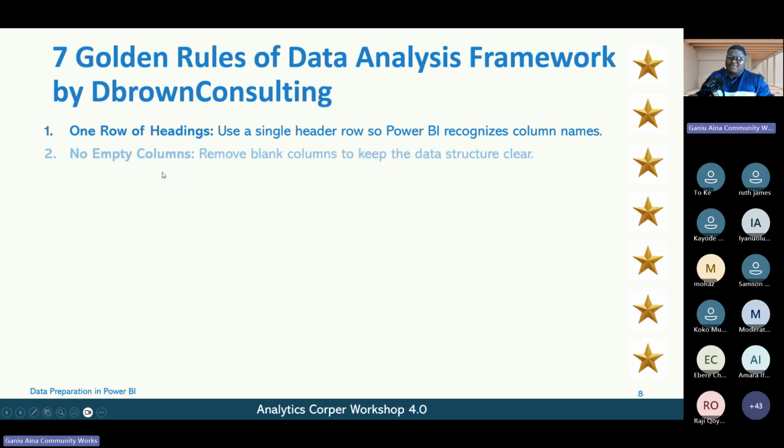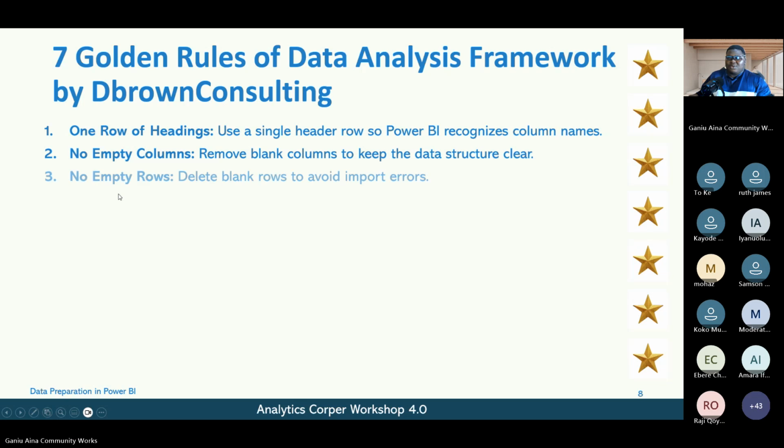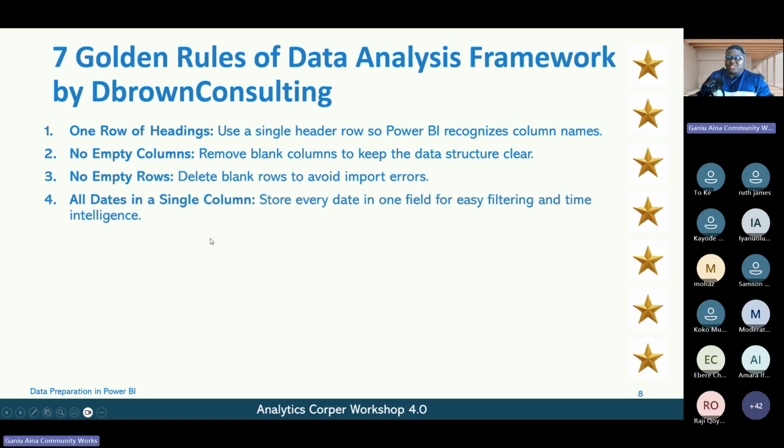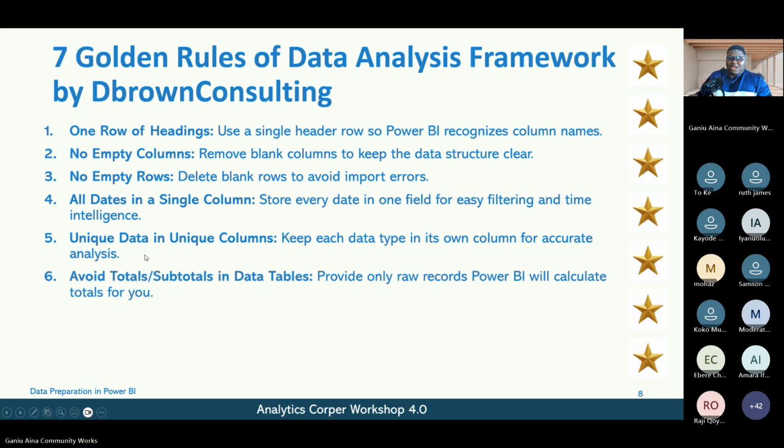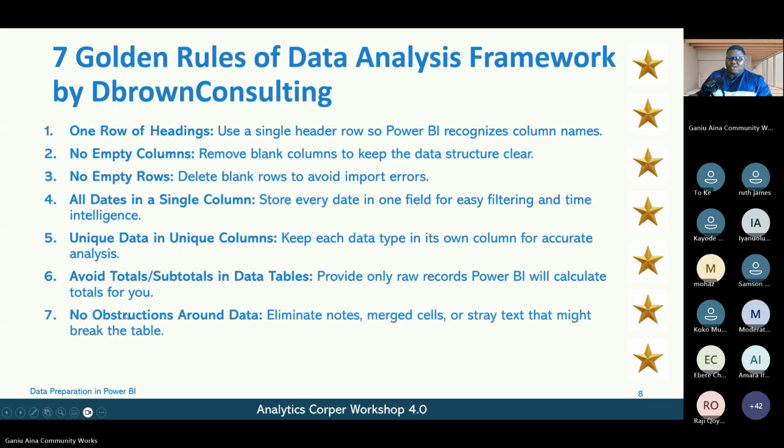One rule of heading, no empty columns, no empty rows, all dates in a single column, unique data in unique columns, avoid totals and subtotals. In case you are writing calculations in Excel and you put totals at the end of your sheet, this applies to you. In doing data for analysis, in case you see this, you need to remove it, please. No obstruction around the data. Eliminate notes, stray text, or whatever the skin of the orange you are seeing in your data.